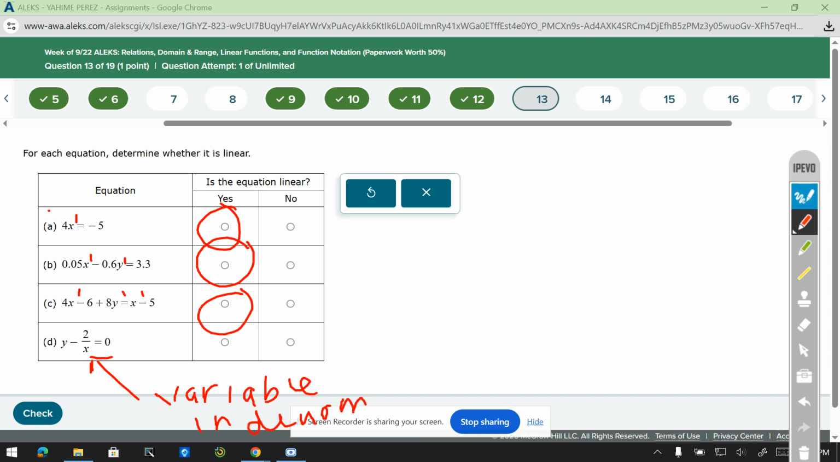So since we have a variable in the denominator, the invisible exponent is actually not 1. I'm not going to go too deep into it. It would have an invisible exponent of -1, so this is not linear.